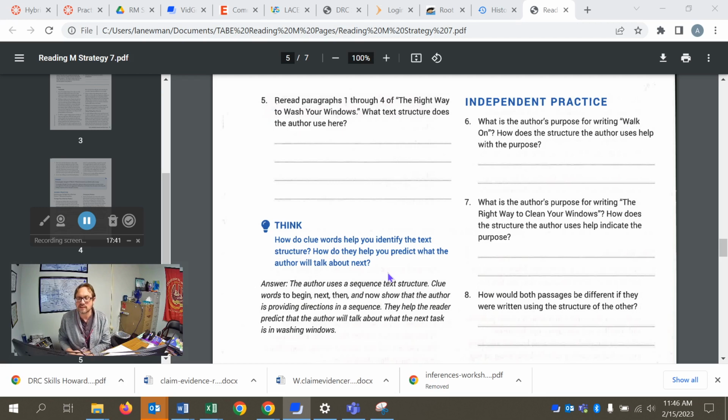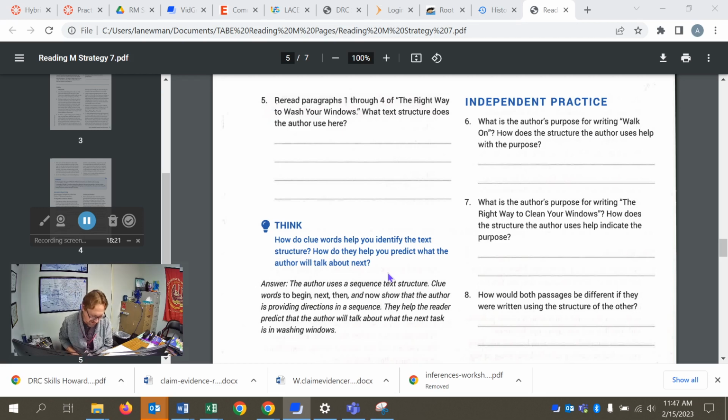All right, number 7, what's the author's purpose for writing The Right Way to Clean Your Windows? How does the structure the author uses help indicate the purpose? Well, we could say to teach how to clean windows, but not quite enough. How about this? To describe safe and effective window cleaning. And of course, he uses a sequence throughout because there are steps involved in this procedure. But he's not just teaching us how to wash windows, part of his purpose is to show us how to safely wash windows.